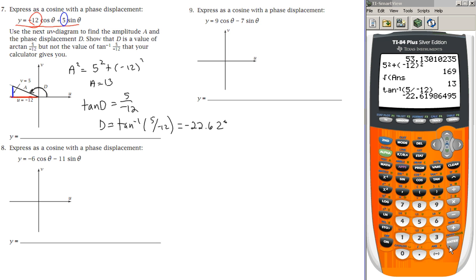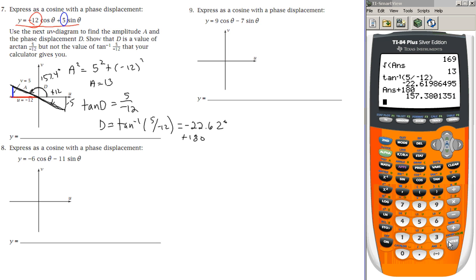D is obviously not negative 22.62 degrees. Where is negative 22.62 degrees? Well, it is the angle associated with this triangle over here, right? That has plus 12 and minus 5, right? Because negative 5 divided by 12 is the same thing as 5 divided by negative 12. So it's giving me this angle here. But what I actually want is D is marked there, which is just 180 degrees more because this is a straight line here and there's 180 degrees in a straight line. So if I add 180 to this, I get 157.4 degrees, which is D.